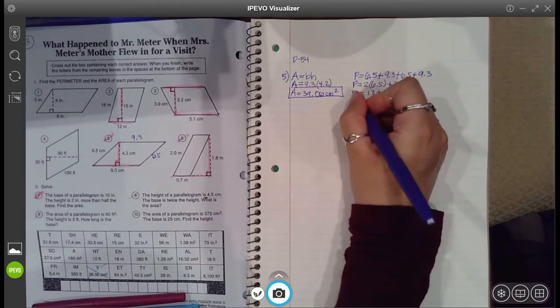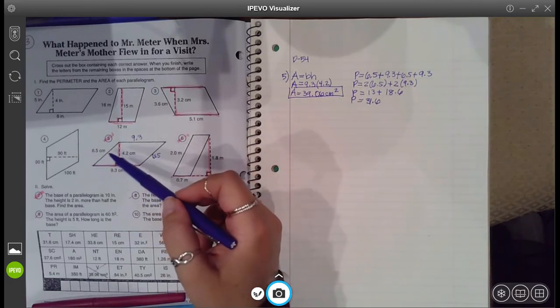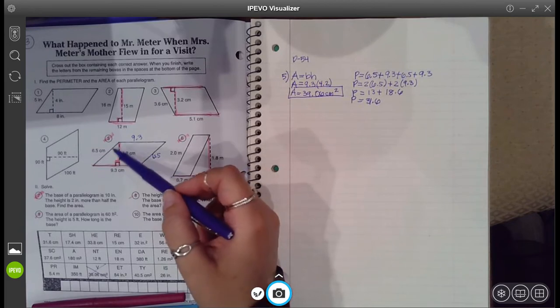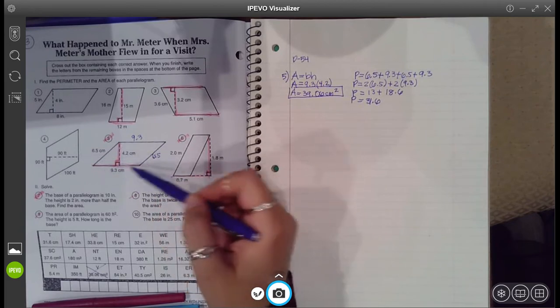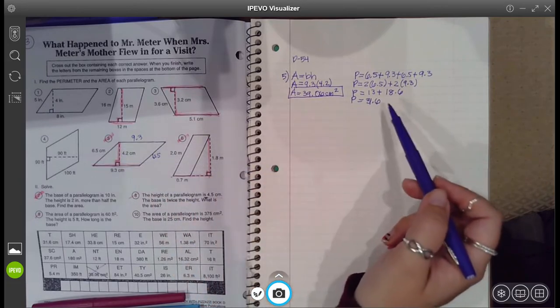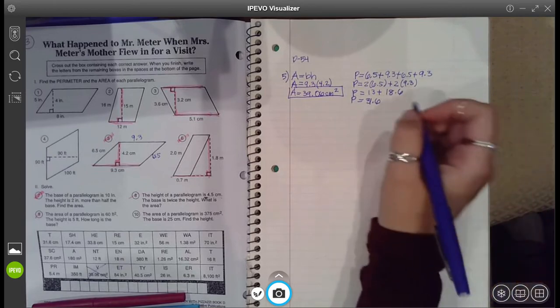It's always helpful to estimate and make sure that your answer makes sense. So just round it. This is 6.5 and 6.5, so think of it as 7-ish and 9-ish. So that would be 18 plus 14-ish. Okay, so my answer makes sense.